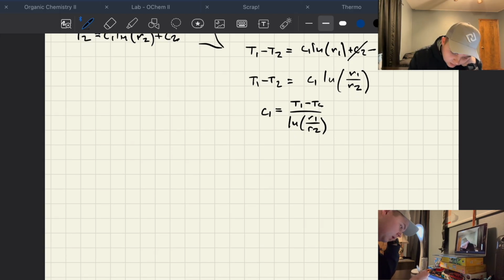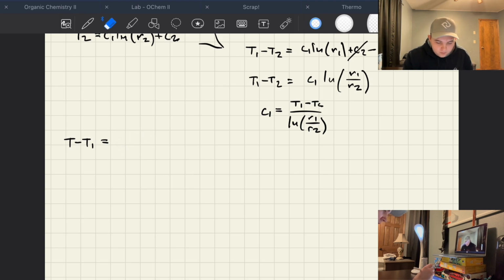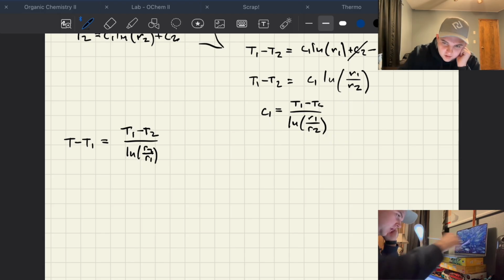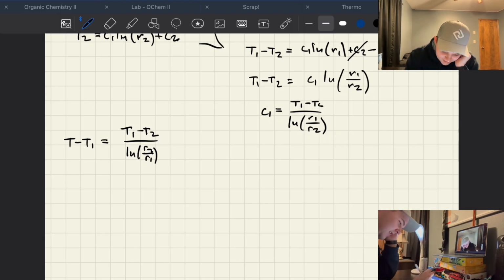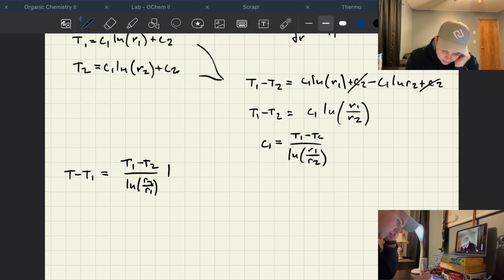So C1 is T1 minus T2, and then we'll get the natural log of R2 over R1.